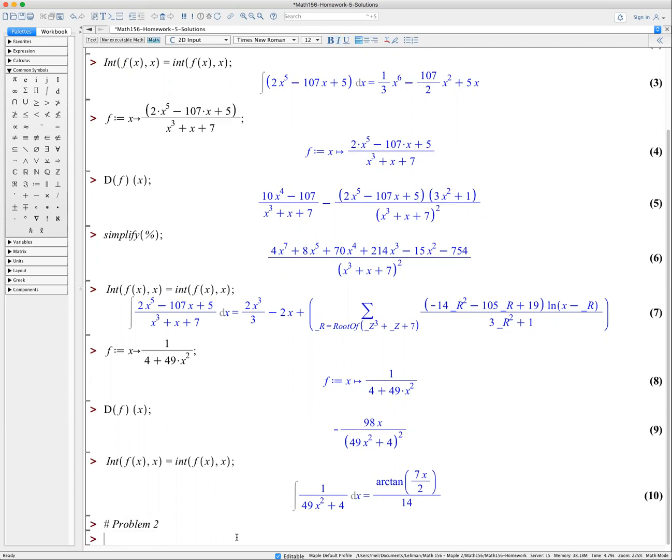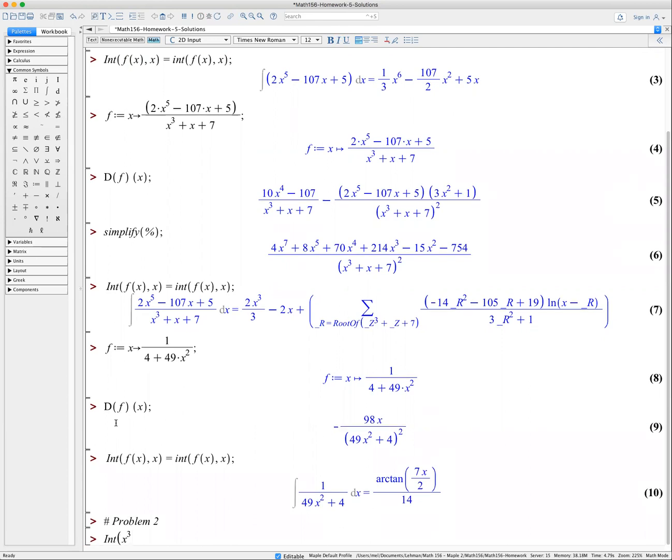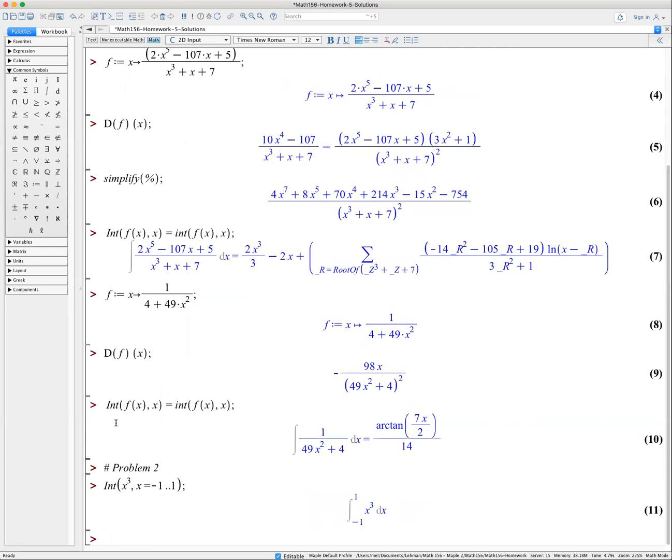Problem 2 is to compute some definite integrals. So if we want the integral of x cubed, x going from -1 to plus 1, this is the statement of the problem, because I wrote this with a capital I. With a lowercase i we get the answer, which is 0.